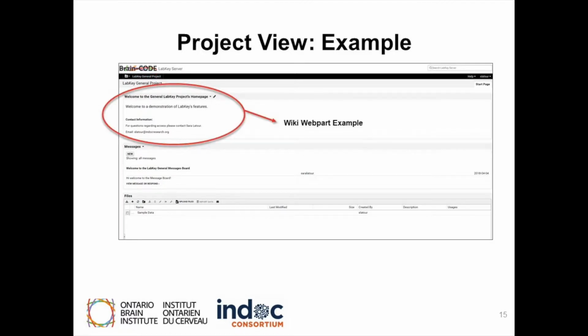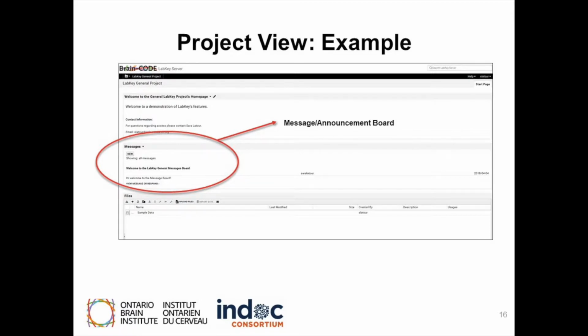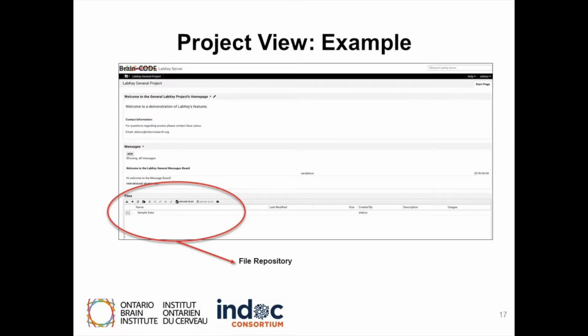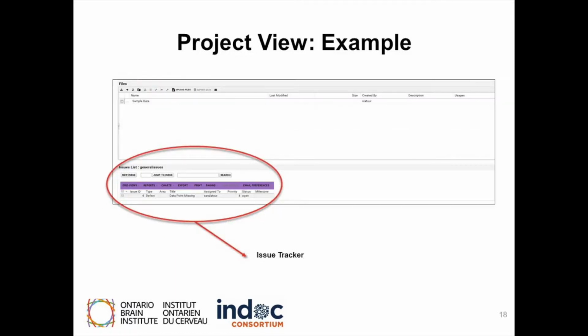Most projects have a wiki at the top explaining the nature of the project. Within this project, we can see a message board web part, as well as a file repository. The example project also has an issue tracker setup. The issue tracker is highlighted here.